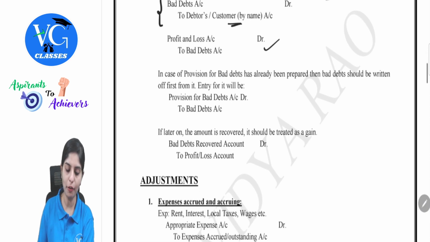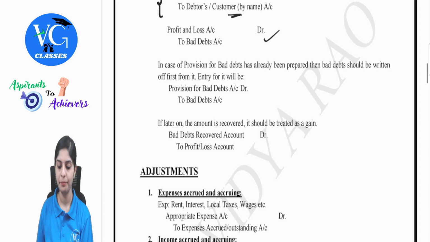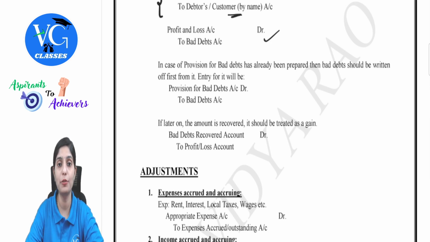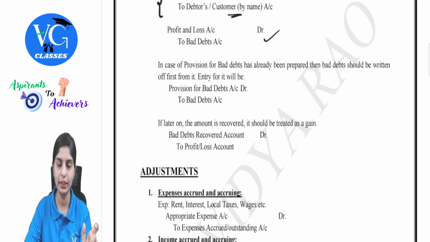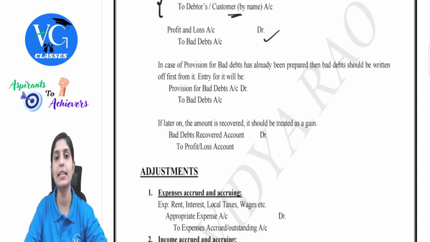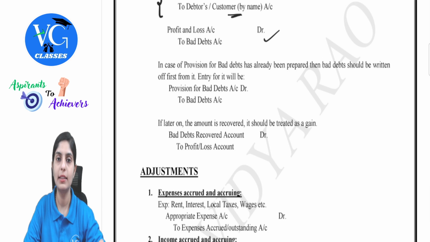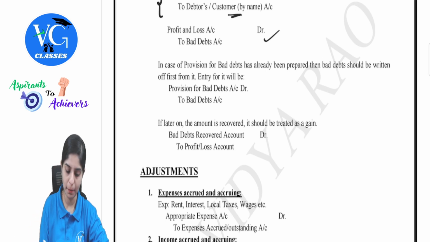Next, in case a provision for bad debt has already been prepared, then bad debt should be written off first from it. First, let's understand what this provision is, guys. Provision is nothing but we are expecting some uncertain situation. Instead of facing that situation when it actually occurs, we will be ready by ourselves to face it. So what every business does is they set aside a portion of profit in case they face any such situation. This amount which was set aside can be utilized.